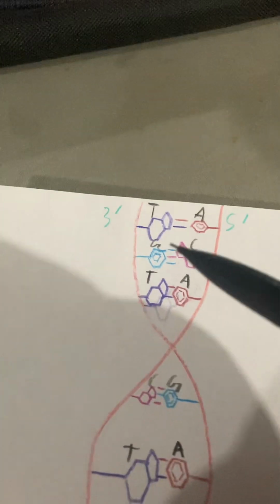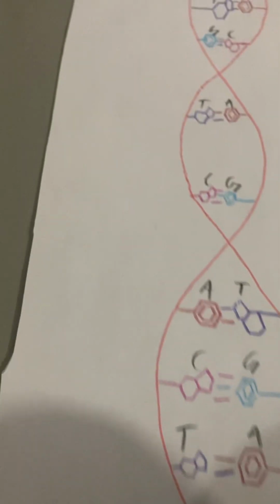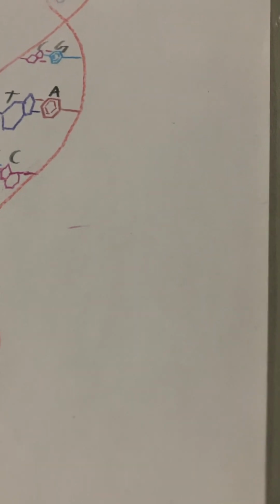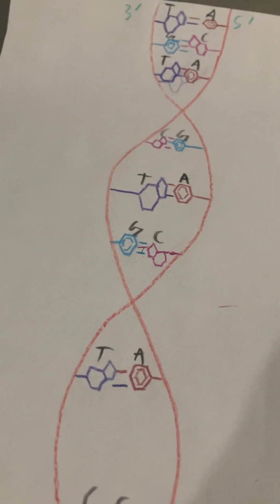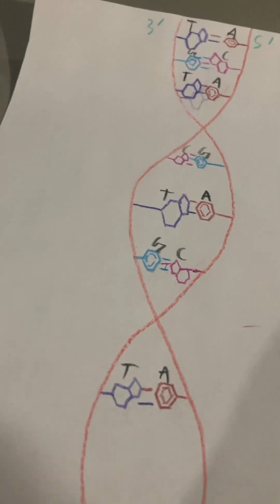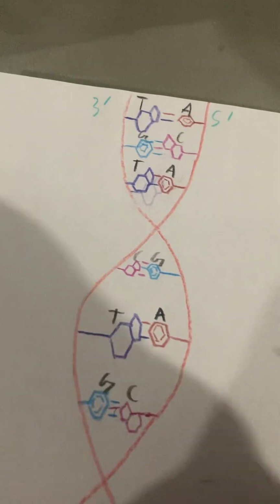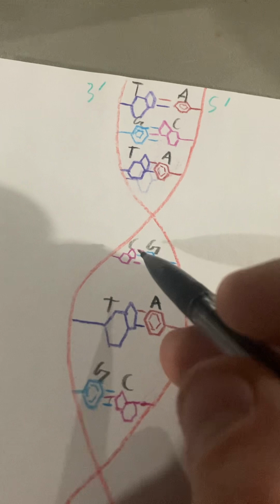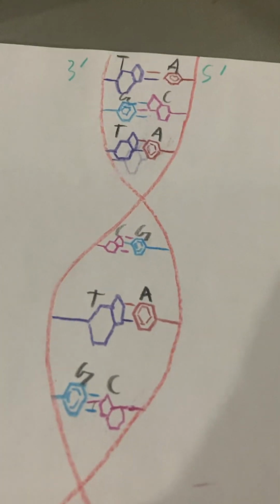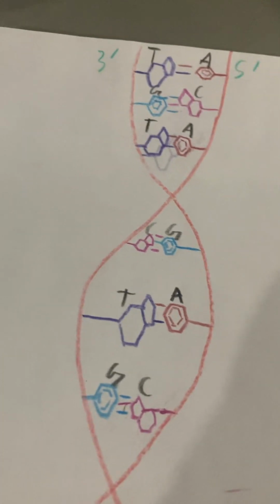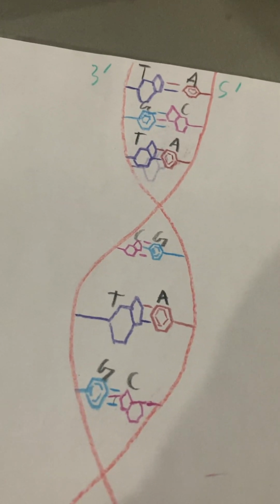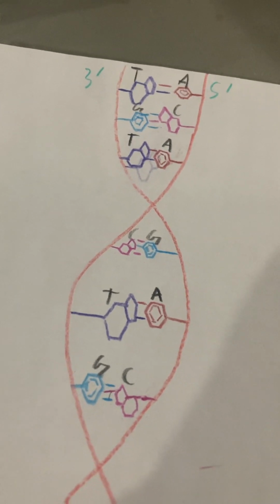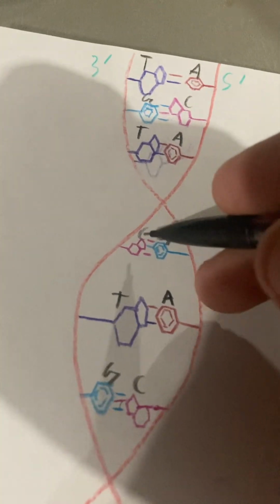And then you have your 3', 5', 5', and 3' on different ends because DNA strands are anti-parallel to each other, which means they're parallel but in opposite directions. Adenine and thymine have 2 hydrogen bonds, as you can see right there and right there, and cytosine and guanine have 3 hydrogen bonds. Thymine and cytosine are pyrimidines, and adenine and guanine are purines, because that's 2 rings to 1 ring.